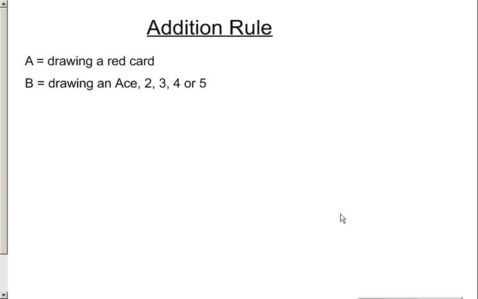In this video, we're going to look at what's called the addition rule for probability. We're going to start by considering an example to do with a deck of cards. Event A is drawing a red card, and event B is drawing an ace, 2, 3, 4, or 5. We're going to consider this by looking at a Venn diagram.